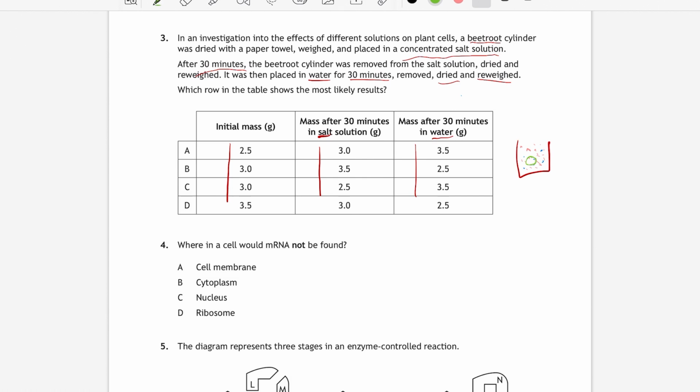So that means that I'm going to lose mass, which means I must have less mass than I began with. And the only one that has less mass is going to be C. And again, that makes sense when we look at the water one, because I've gained more mass than I started with. So the answer here must be C. Okay.